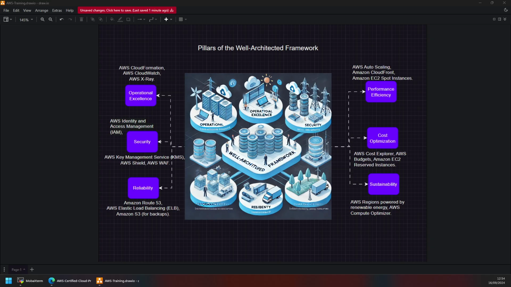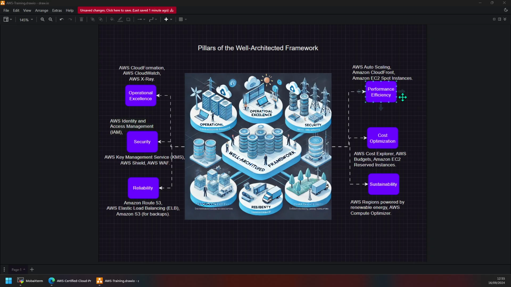The next one we're going to talk about is cost optimization. Now, cost optimization is going to help you a lot because it reduces unnecessary costs while maintaining performance and meeting business goals, right? So what is cost optimization? Cost optimization is somewhat related to performance efficiency, which we saw before.